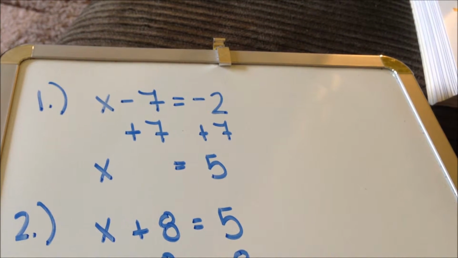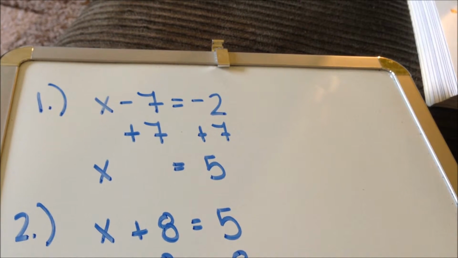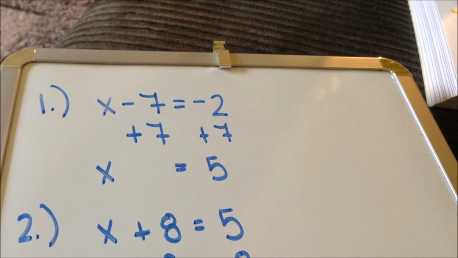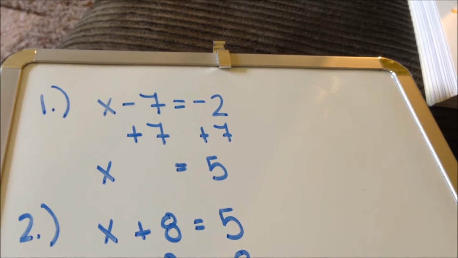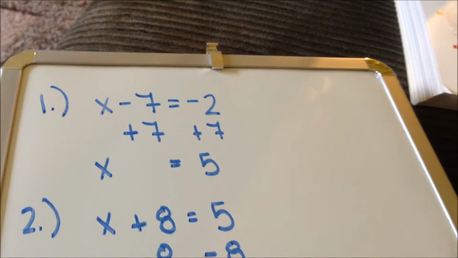So we have x on the left-hand side equals -2 plus 7, which gives us 5. You can check your answer by plugging 5 in for x into the equation. We have 5 minus 7, which is negative 2, equals negative 2.